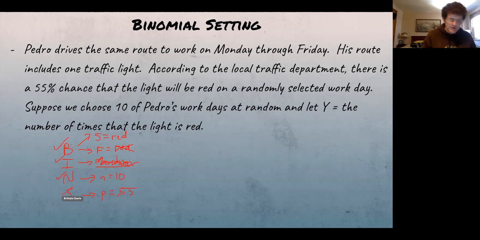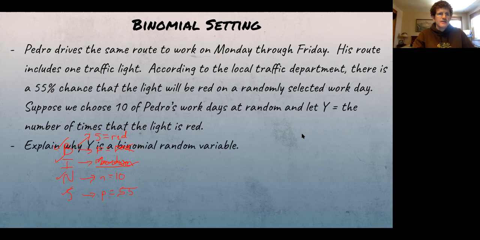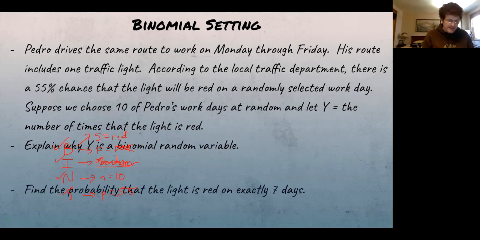So this is not so bad. All right, so running through BINS and making sure it's appropriate. It says explain why it's a binomial random variable. Well, we already did that because it met BINS. We're good to go.